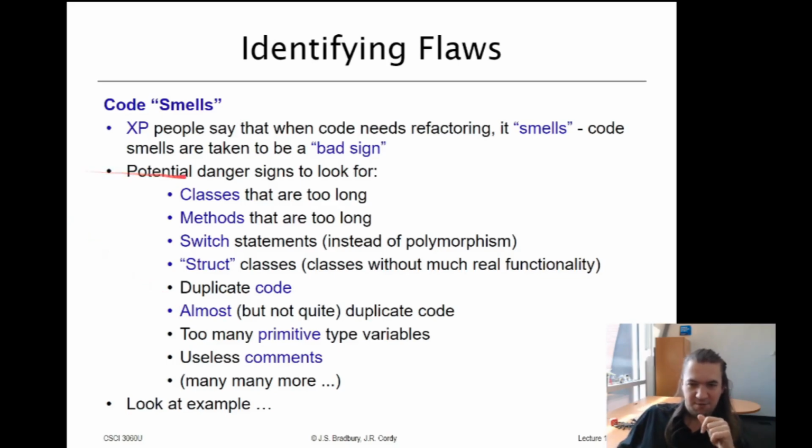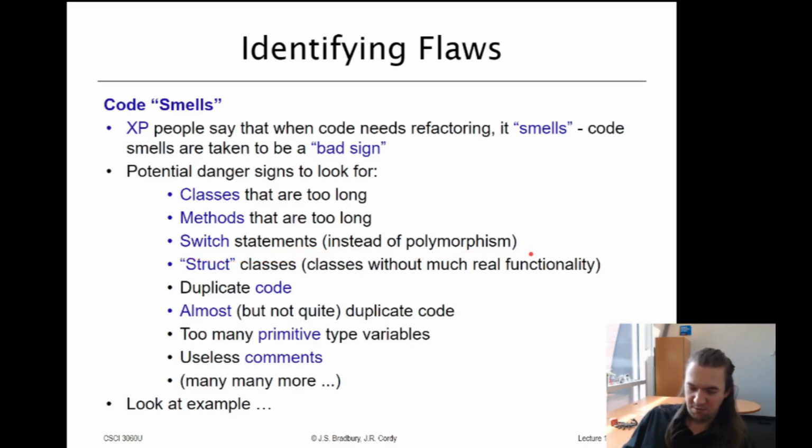And how do we know it sucks? Well, we can say it smells. This is not a joke, this is actually a technical term. A code smell is a bad sign. It's an indicator that the code probably could be better. Here are a few things that might indicate your code smells. Some of the classes are too long. Some of the methods are too long. You have switch statements. Most of the time switch statements can be replaced by polymorphism.